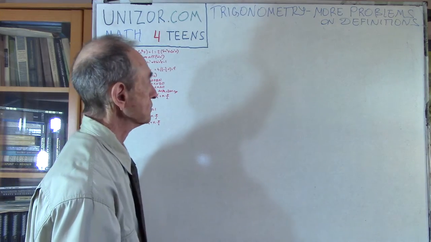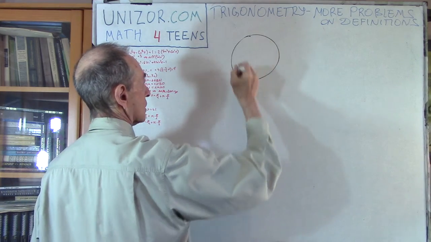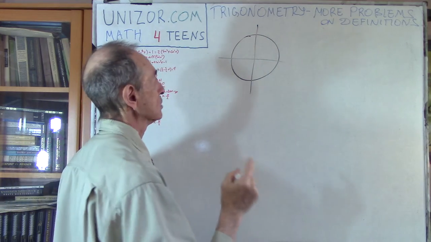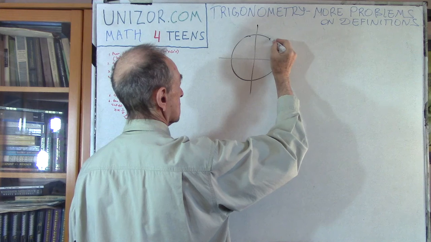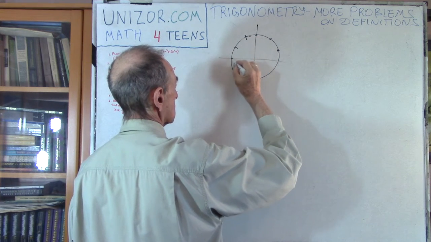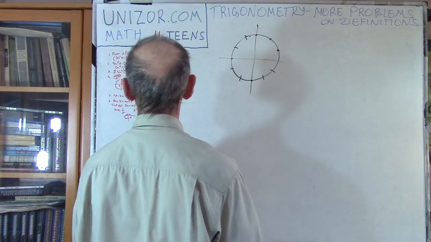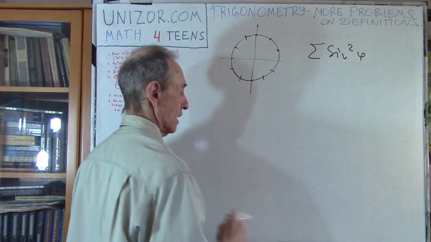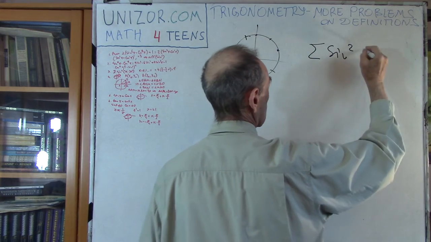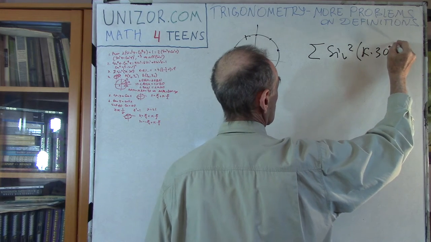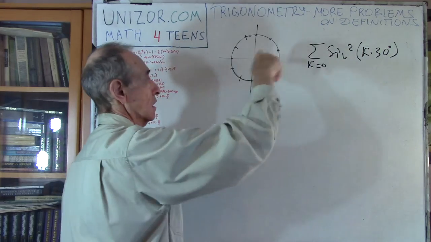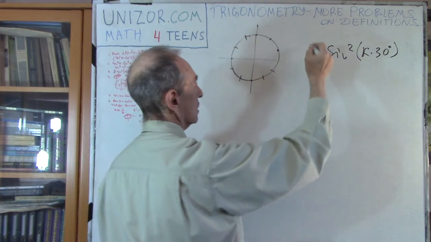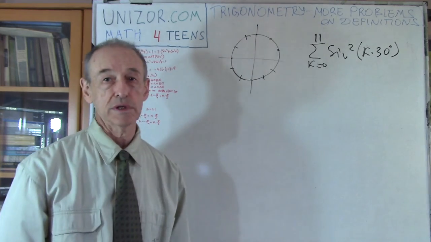Number three, okay. So you have a unit circle. Now, let's take the angles which are multiples of 30 degrees, which is this one, this one, and so on. And we have to find the sum of sine square of these angles phi, where angle phi is k times 30 degrees, where k is from 0 to everything. So how many of them? 12, right? 360 divided by 30, so it's 12 points, from 0 to 11. That's what needs to be calculated.